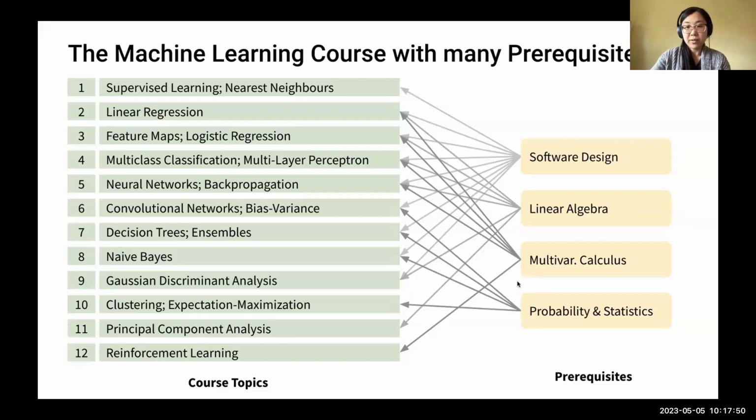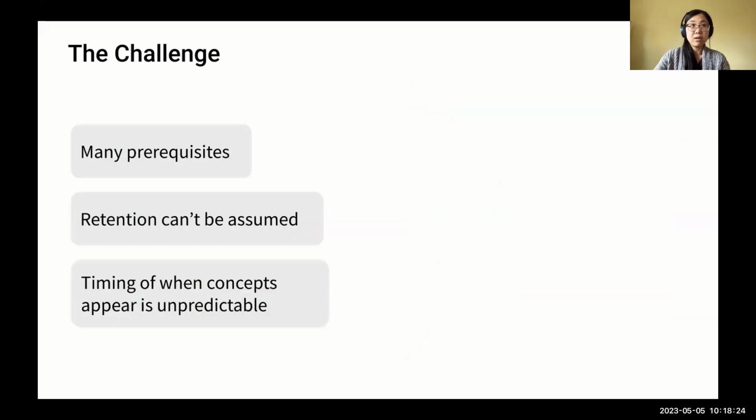As another example, this arrow here going from probability to week 10, or actually, there should be another line here going to Gaussian discriminant analysis. People haven't used Gaussian distributions for a while, even if they had taken their statistics prerequisite the term before, it has already been a month, 2 months actually, since the end of that course. So it's hard to predict when we'll need what concepts.